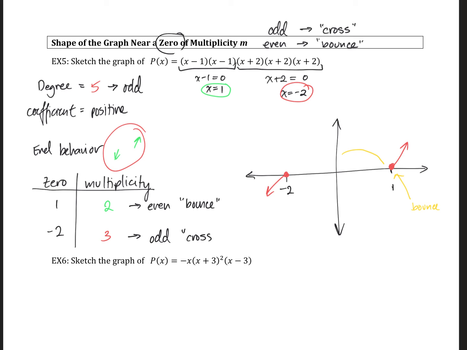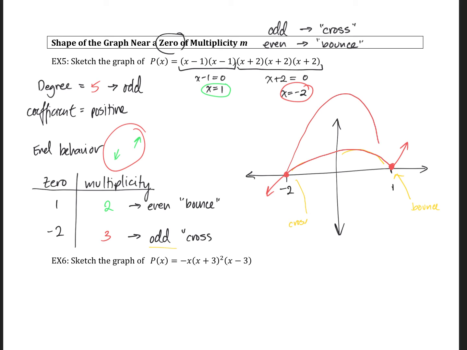Okay, and then what do we know about the other 0, the negative 2? Well, for the negative 2, we know that it is an odd, which means it should just cross. So it should just go straight through. Alright, well that connects perfectly. Look at that. And there we go. We have our graph.